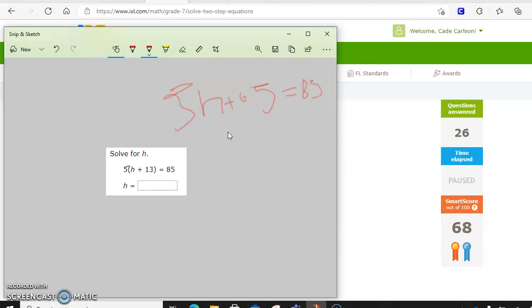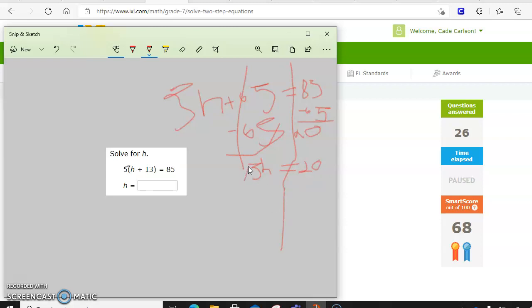So first you have to draw a line, then we have to minus 65, that equals 0 because that crosses out. Then you have to do the other side too, so 85 minus 65 equals 20, and you just have 5h equals 20.